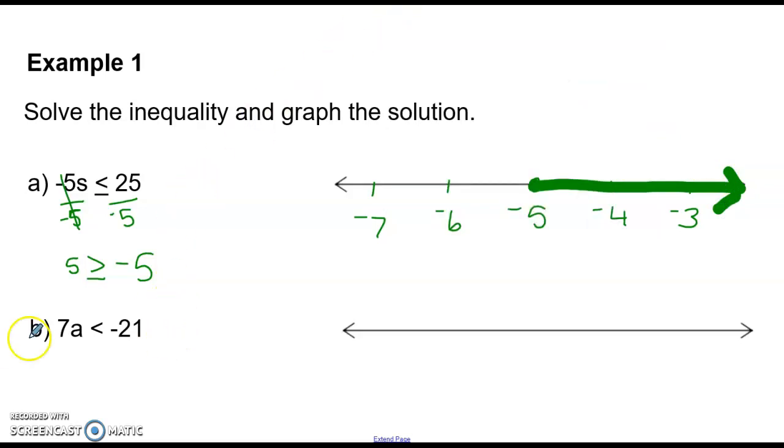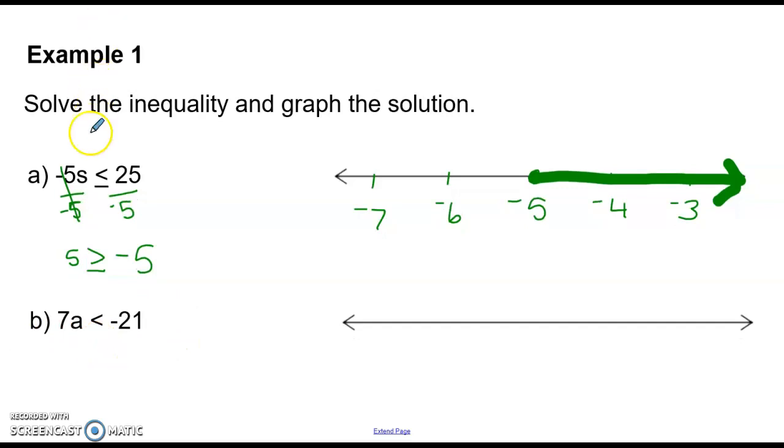For the next example, 7a is less than negative 21. Again, the opposite of multiplying by 7 is dividing by 7. That cancels, and we get a on that side. Negative 21 divided by 7 is negative 3. This time we divided by a positive number, so we don't change our sign. Our sign remains the same. We only change the sign when we're multiplying or dividing by a negative number, not by a positive number.